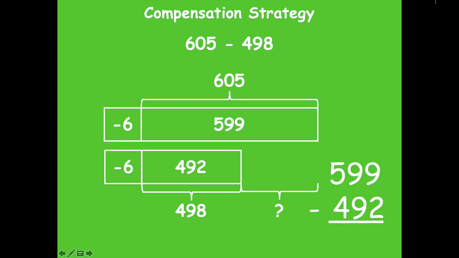So 9 minus 2 in the ones place is 7. 9 minus 9 in the tens place is 0. And 5 minus 4 in the hundreds place is 1. So 107 is the difference between 605 and 498. Okay, so either one of those strategies gave you the same difference, so you have that choice on which one you prefer to use.